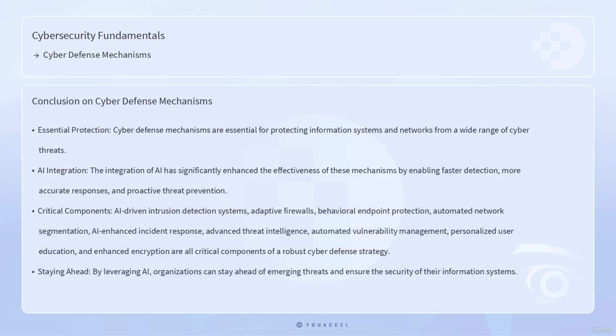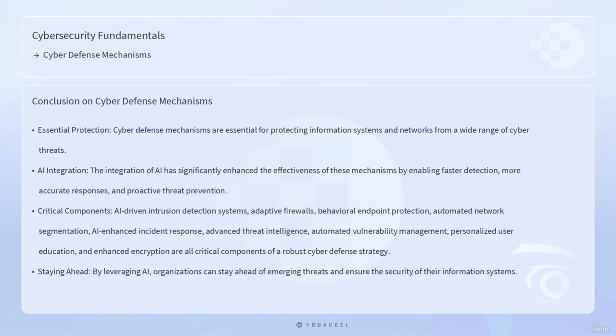In conclusion, cyber defense mechanisms are essential for protecting information systems and networks from a wide range of cyber threats. The integration of AI has significantly enhanced the effectiveness of these mechanisms by enabling faster detection, more accurate responses, and proactive threat prevention.